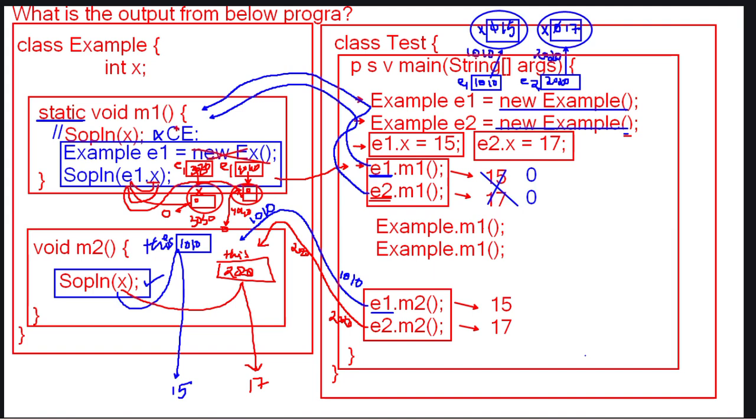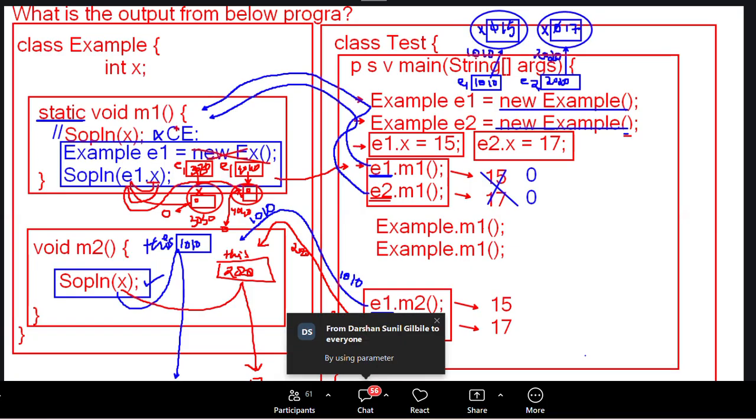Think about how. Like the M2 method, the M1 method also should read values from the main method objects. Make the M1 method non-static. No, it should be static. That is one option, because already M2 is non-static, right? I don't want to make M1 non-static. I want M1 to be static, but it should read the X value from the E1, E2 objects. How?